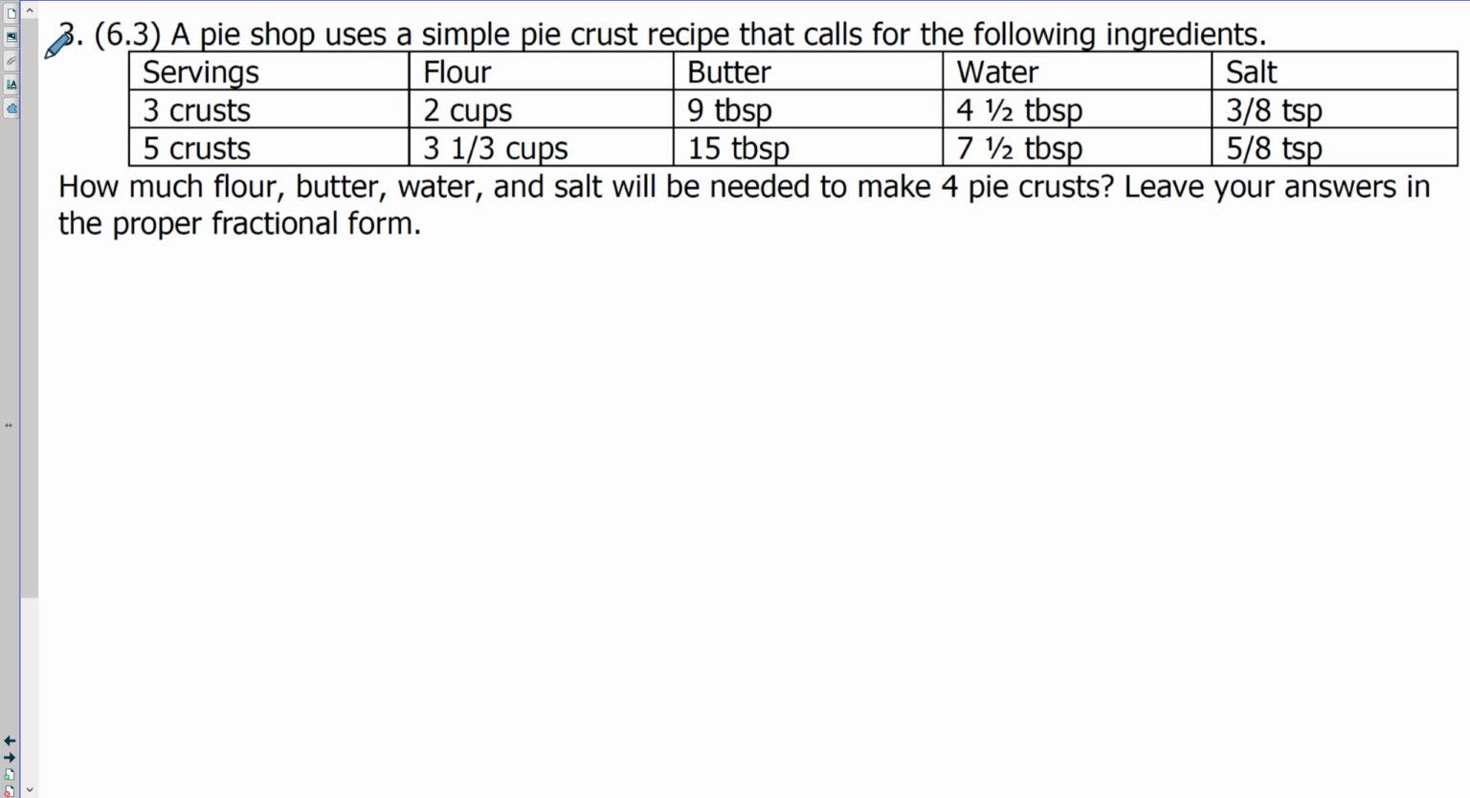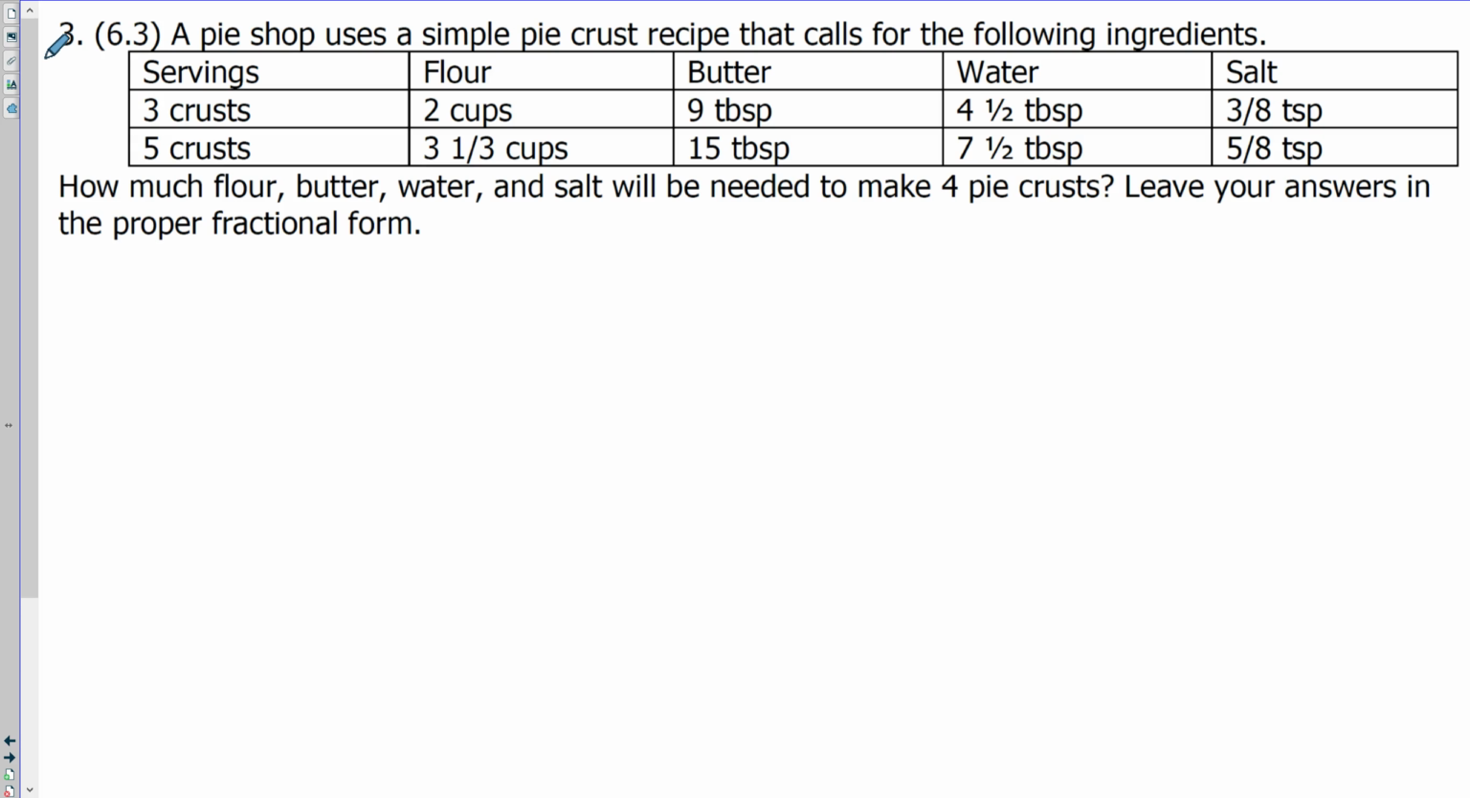So we can see there is a pie shop that's using a simple pie crust recipe that calls for ingredients of flour, butter, water, and salt. We can see 3 crusts has a certain amount of cups, butter, water, and salt, and then 5 cups is a different amount. And we want to know how much of our ingredients, the flour, the butter, the water, and the salt, will be needed to make 4 pie crusts.